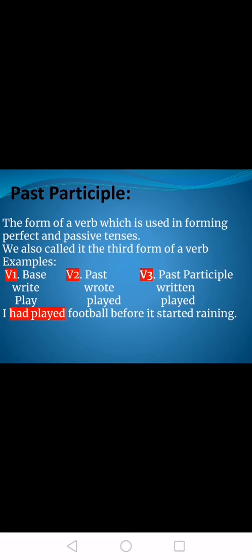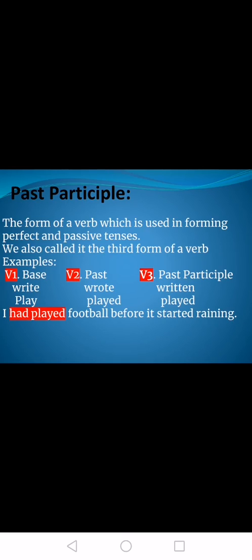Here you can see, look at the examples, such as the first example is write. V1 is a base verb, write. Past verb is wrote. And what is the past participle? Written. Excellent. Well, if we talk about play, the base verb is play. What is V2? V2 also called past verb is played. And what about past participle? Played.